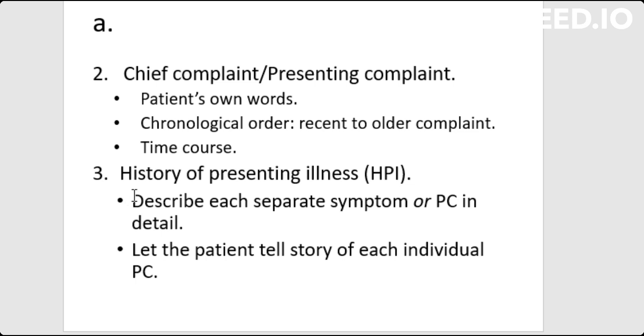The other important part is the history of presenting illness, or we call it HPI. This is the very important part of your history, and this is where your diagnosis comes from. 40 to 50% of your diagnosis comes from the history of presenting illness. So here you give the description of each separate symptom. Here you need to amplify your symptom and let the patient tell the story of each individual complaint, and from there you need to make it a history.